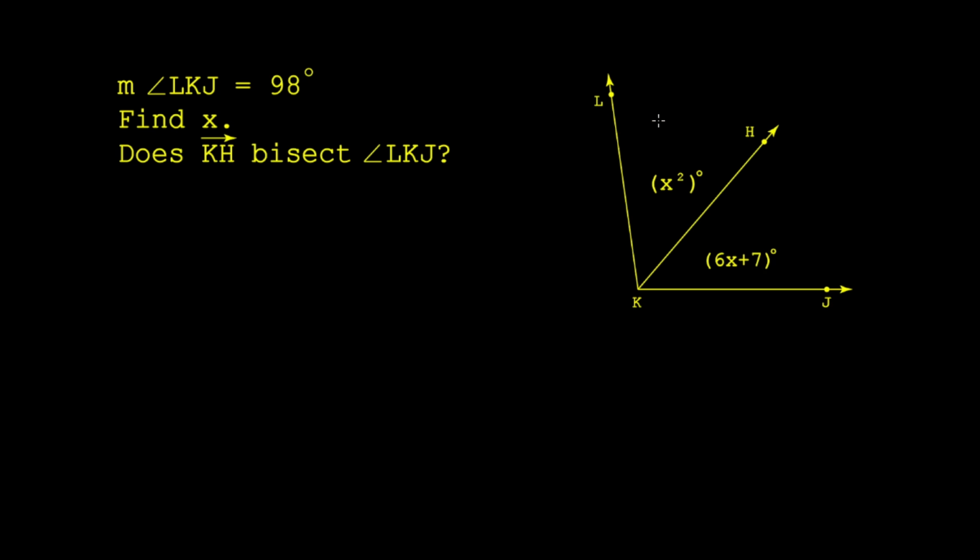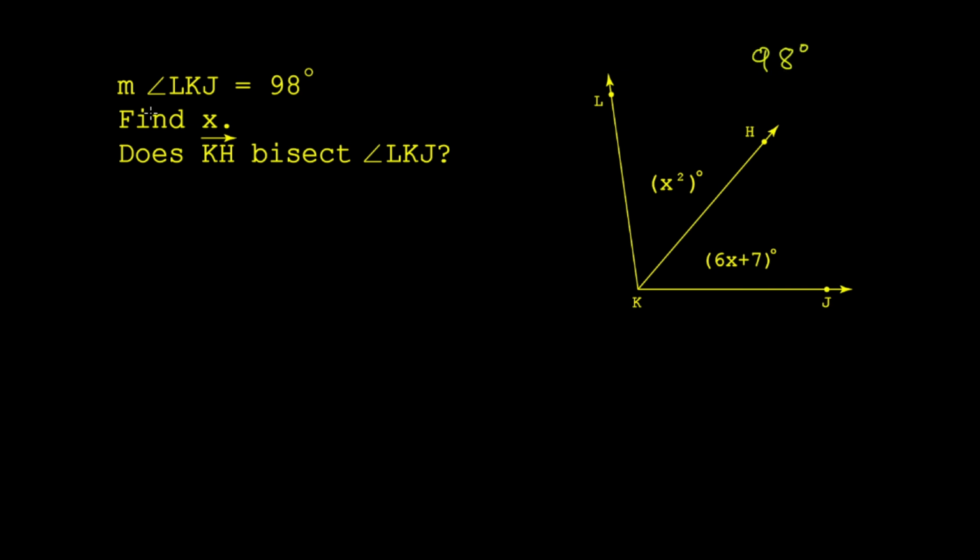This video will continue doing algebra from geometry. It's a slightly harder problem, but not terrible. So as always, the algebra comes from the geometry of the problem. First, the measure of angle LKJ is 98 degrees. Angle LKJ is 98 degrees. So let's put that on the diagram.